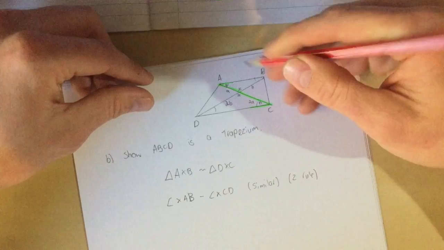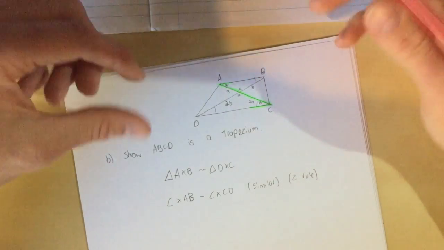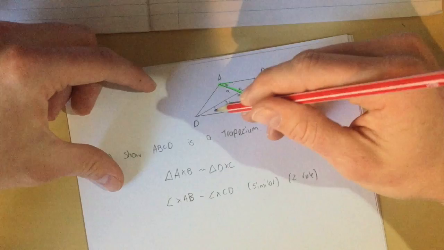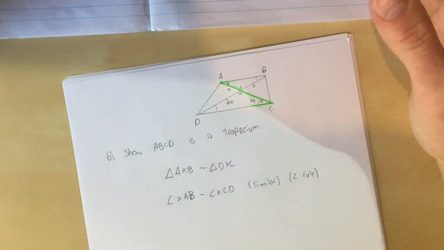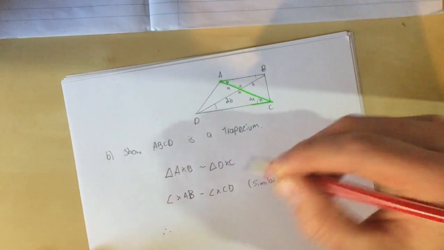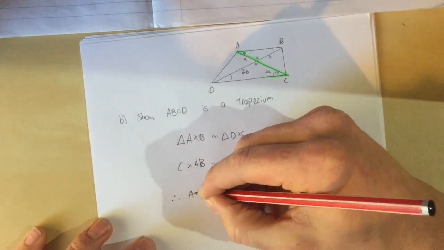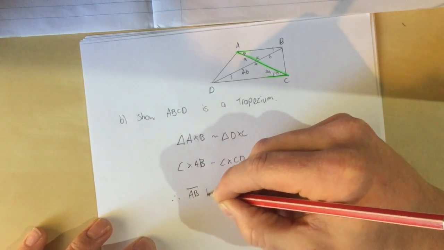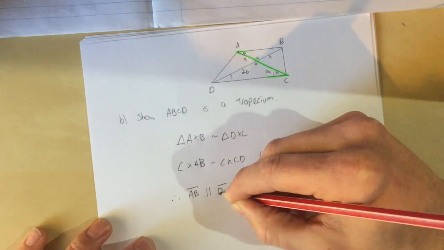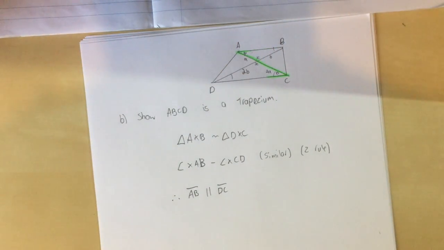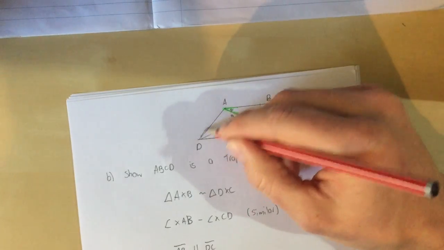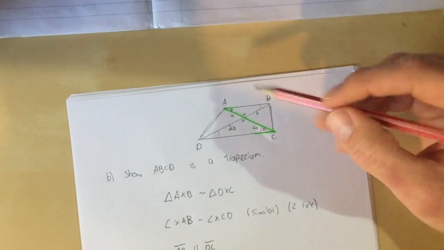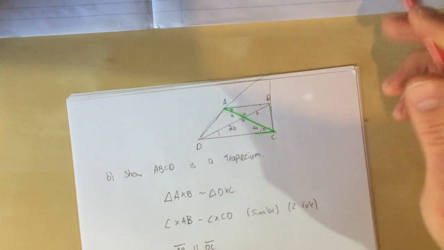So since we know that these two values are the same, then we can deduce that side AB and DC are parallel via the parallel theory of alternate interior angles being equal. So therefore side AB is parallel to side DC. Also, we know that these two sides up here will be intersecting, so therefore they will not be parallel.